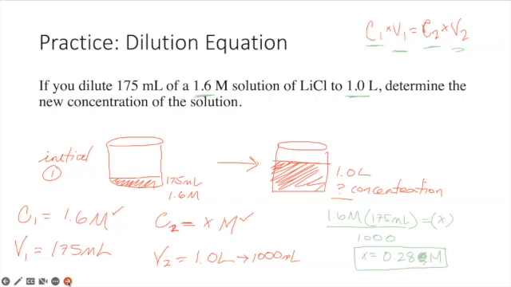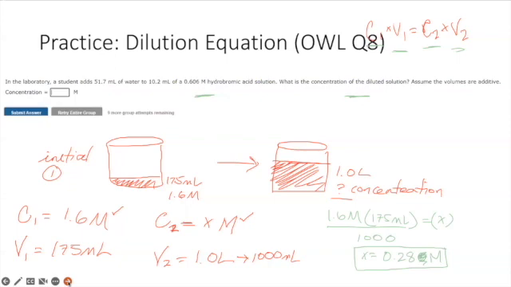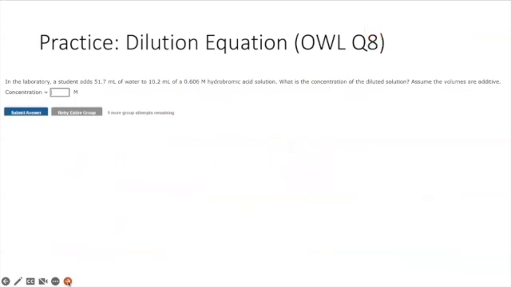All right, let's do another one that's a little bit trickier. So this is like your OWL question 8. Not all of your OWL question 8s are going to be this trickier version, but I specifically chose this one because it doesn't give us necessarily the total volume, and we have to solve for the total volume. So let me read the problem.